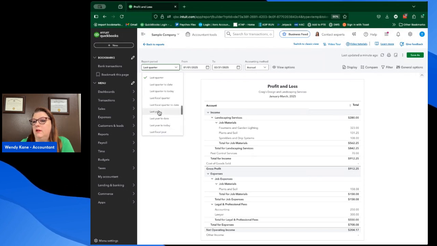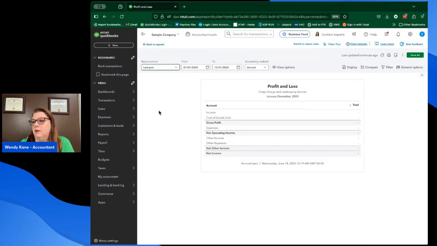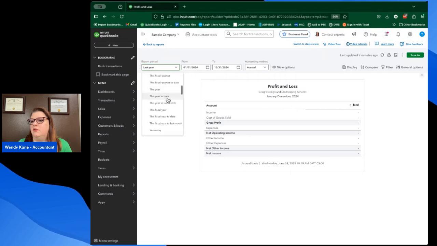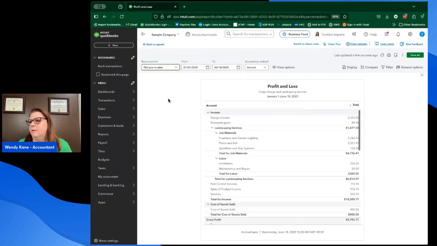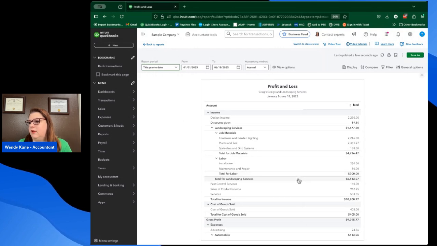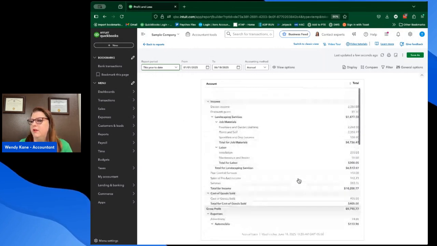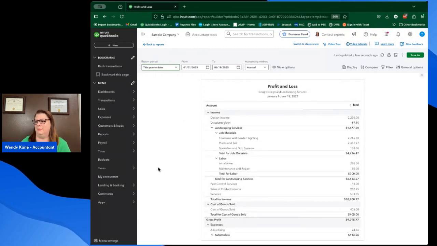And then the one that you really are going to need the most, they don't have any information in here, remember, this is a sample company, is last year, because your tax preparer is going to want that information. All right, well, I guess we'll go on this year to date, just to have some numbers to work with here. Because, like I said, remember, this is a sample company.